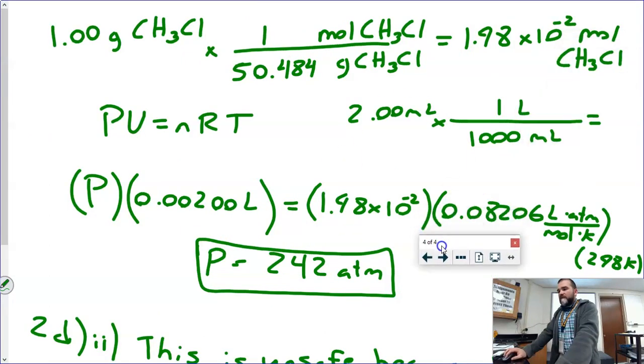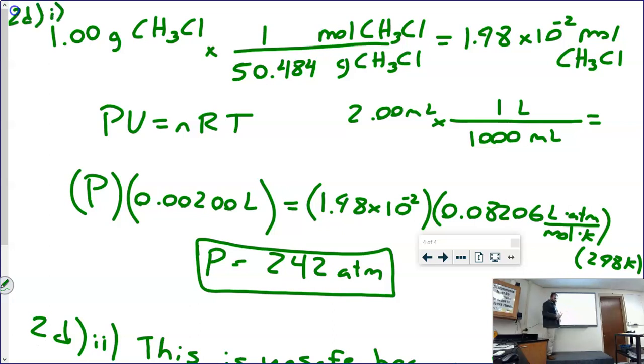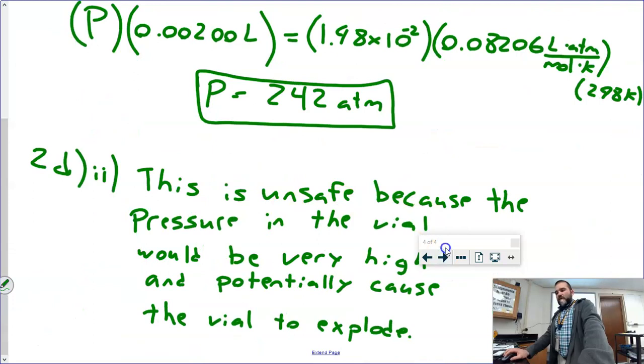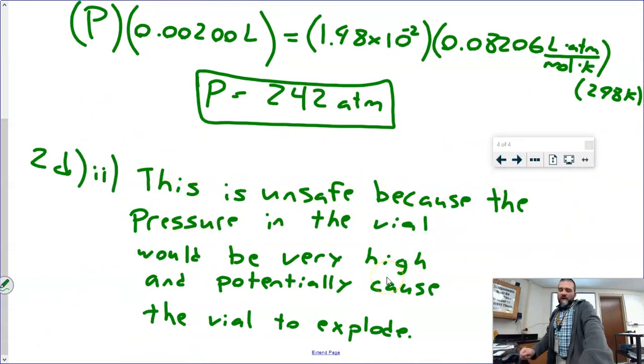And then last but not least, D. I'm sorry, I didn't even label this part. Bad teacher, see? This is the stuff. 2D1, sorry about that. We wanted to calculate the pressure inside that vial once we've raised its temperature to 298. So we needed to convert our grams to moles and then use the ideal gas law to solve for pressure. And then part 2D2, why is it unsafe? Huge pressure inside of a sealed container. That's sketchy, right? That's basically a little bomb. So we don't want that.